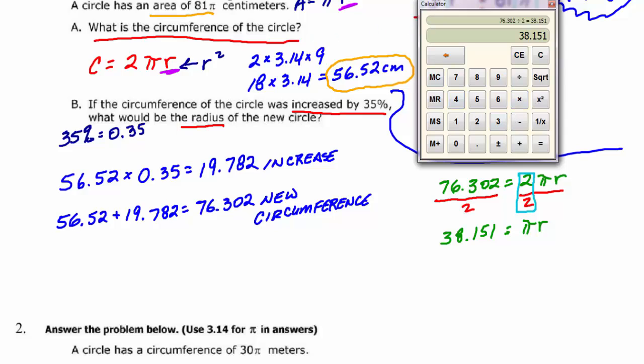Scroll a bit here so there's a little more workspace. The screen's not big enough for all my stuff. The next thing we're going to divide by is pi. Over on this side we're going to show it as pi because that's how it sat in our formula. I could have changed it to 3.14 earlier. Over here we're going to do it as 3.14. So 38.151 divided by 3.14 is equal to 12.15.